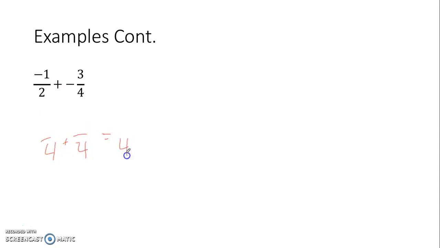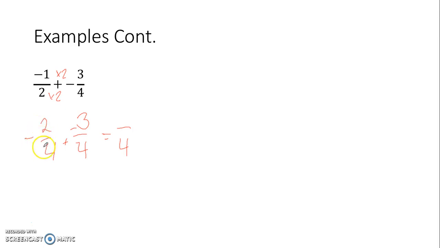So 4 is our common denominator, and we're going to keep these negatives here just so we don't forget. We're going to keep 3/4, just bring it right down because we're not messing with that one. It stays the same. So then we ask ourselves, 2 times what equals 4? Well, 2 times 2 equals 4, so whatever we do to the denominator, we have to do to the numerator. So negative 1 times 2, I'm sorry, just 1 times 2, we'll get into that later. 1 times 2 is 2.